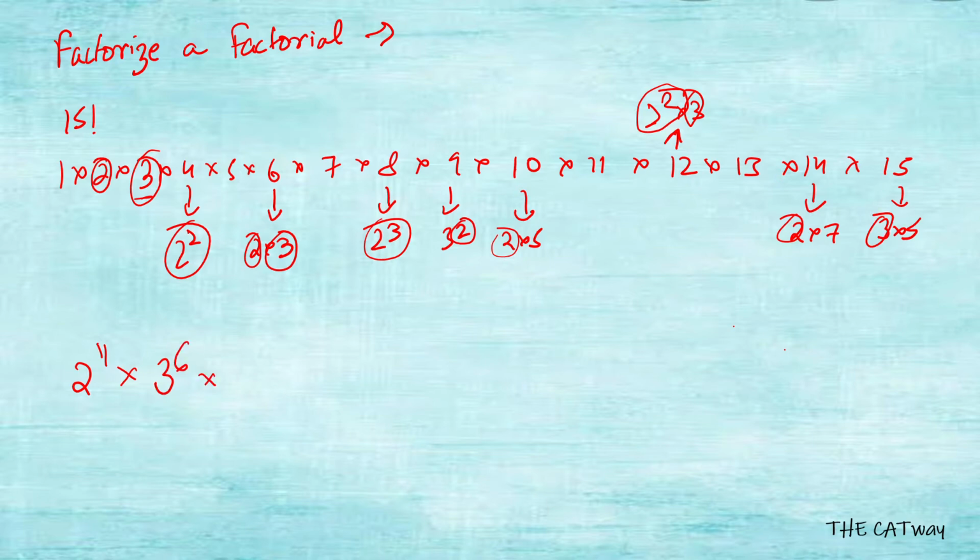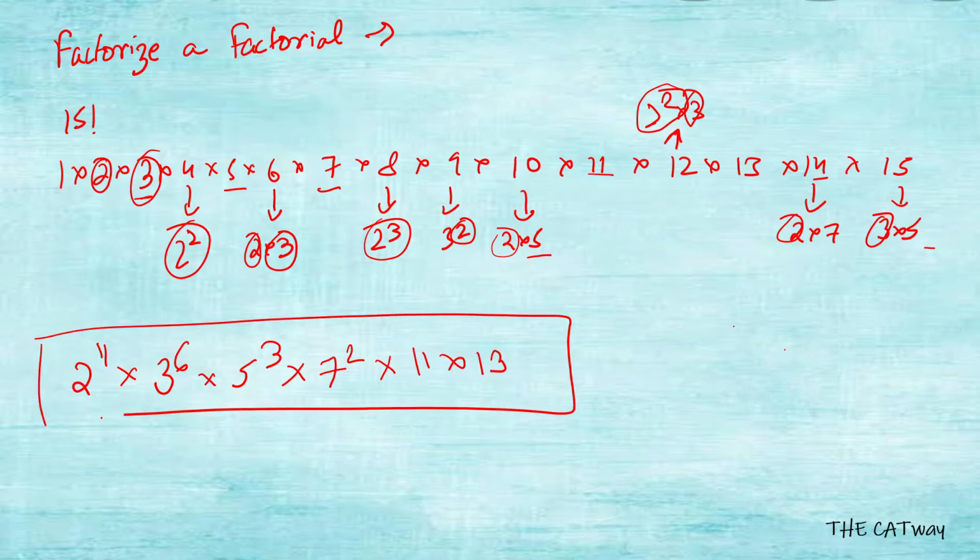Okay, now come to 5. So how many 5s are there? 1, 2 and 3. So it is 5 cube. Then it is 7 square, as you can see, 1 7 here and 1 7 here, it is 7 square. Then we have 11, that is only 1 11, and we have 1 13. So this is the prime factorization of a factorial, and that is how you factorize a factorial.